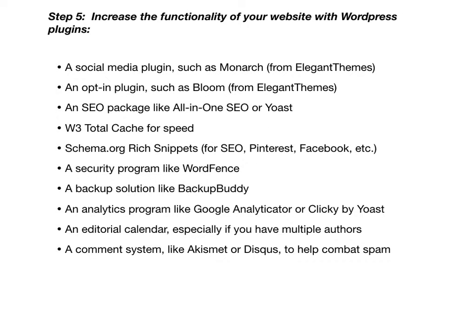Step 5. Increase the functionality of your website with plugins. I recommend a social media plugin, an opt-in plugin such as Bloom that makes it easy to incorporate an opt-in box on your blog, an SEO package, W3 Total Cache in order to improve speed, a security program like WordFence, as well as a backup solution like Backup Buddy.